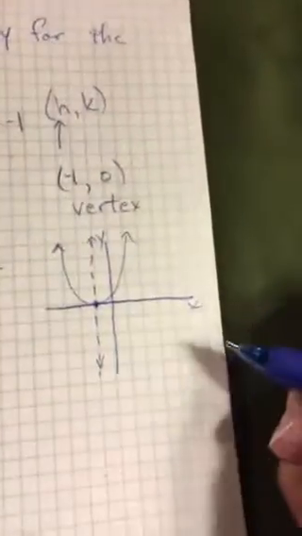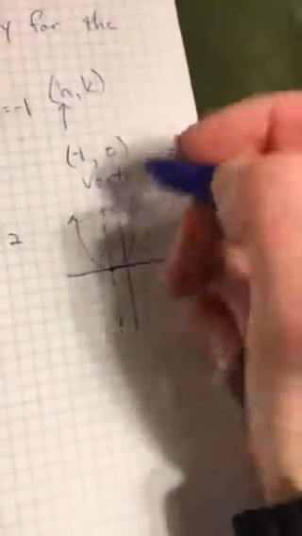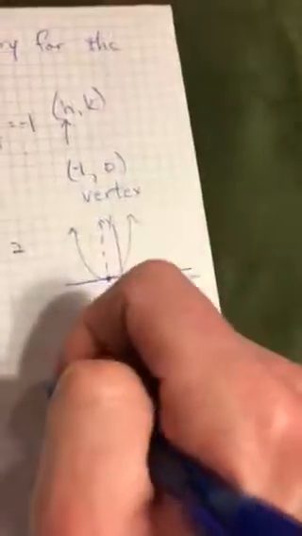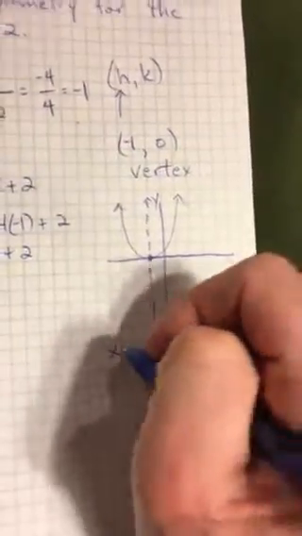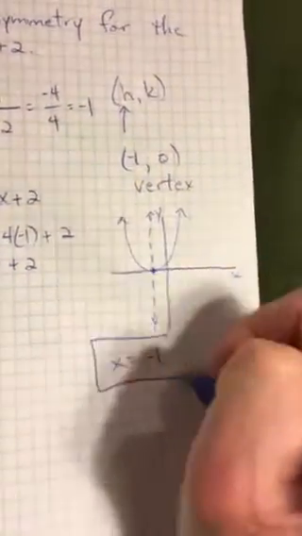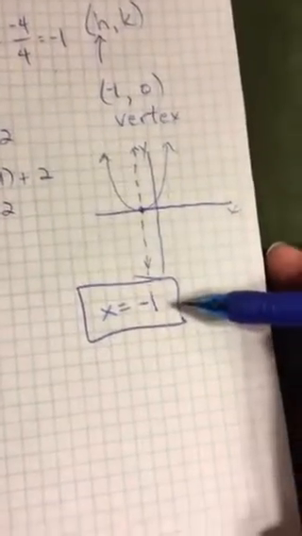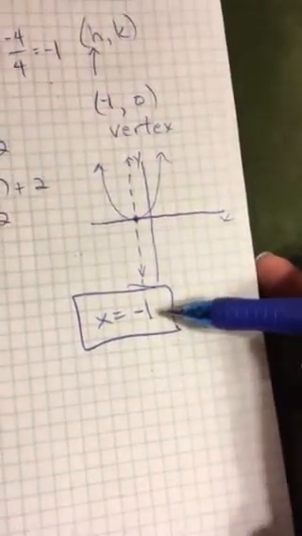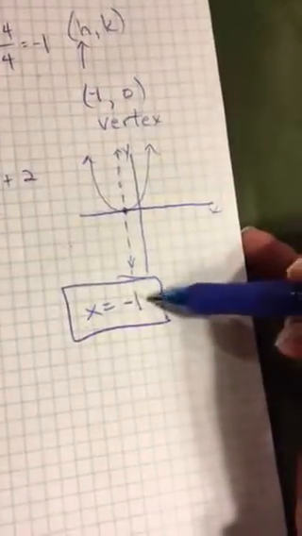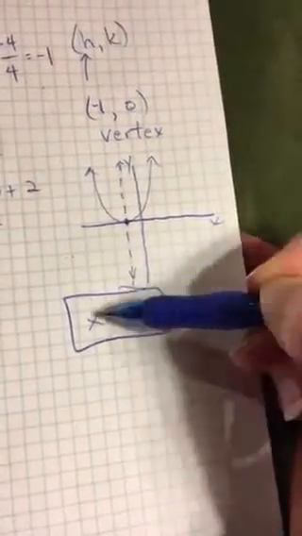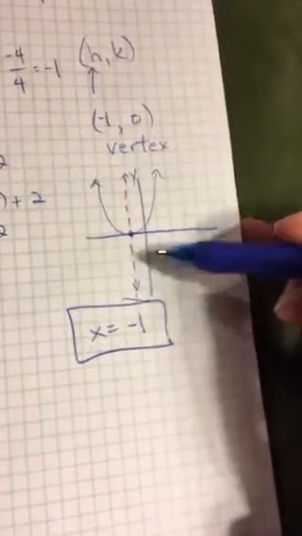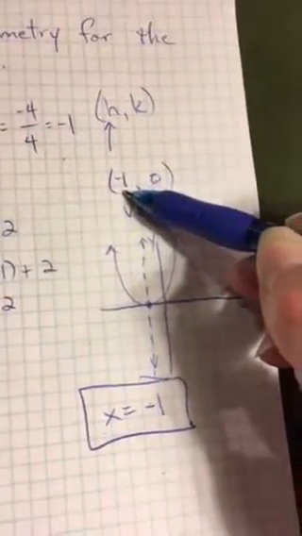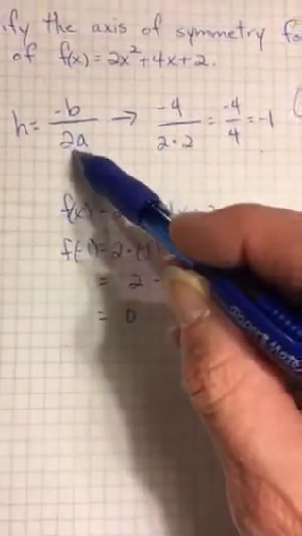Remember that the axis of symmetry is a line. So there is my axis of symmetry. The equation of the axis of symmetry is going to be x equals negative 1. And that is my answer. Make sure you don't write just negative 1, because it is an actual line, so it should be an equation: x equals negative 1. And again, it's just the vertical line that goes through your h of your vertex. And this right here is how you find your h.